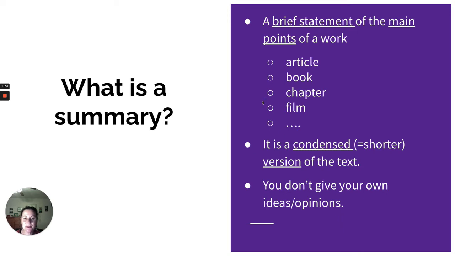And in a summary, you don't give your own ideas or opinions. You just explain what the text was about. Or another example is a film. Let's say you watch a 2-hour movie. A summary would explain in a few words, in a short paragraph, what that movie was about. So if someone hasn't seen the film, they can get an idea of what it's about and the main points.